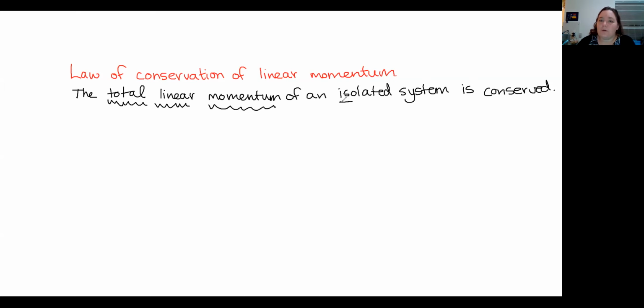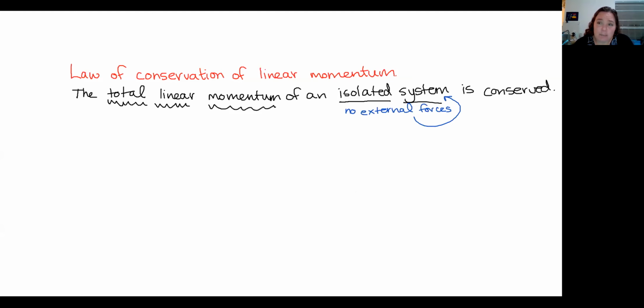And then we also talk about it being an isolated system. Now, what we mean by an isolated system is that there are no external forces, okay? That means that all of the forces that we're considering are part of the system. Now, I find this to be a rather sneaky thing to do, because effectively what it allows us to do is just to make the system as big as we need it to be to incorporate all of the forces.